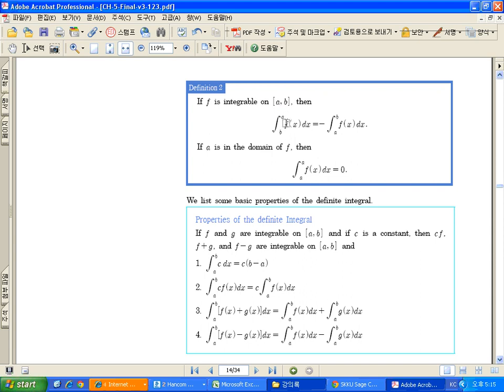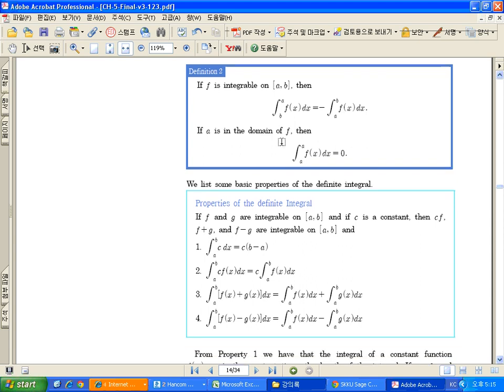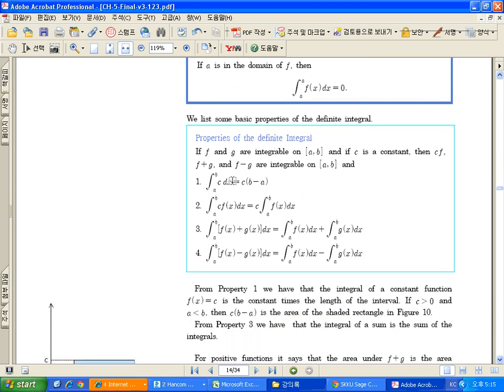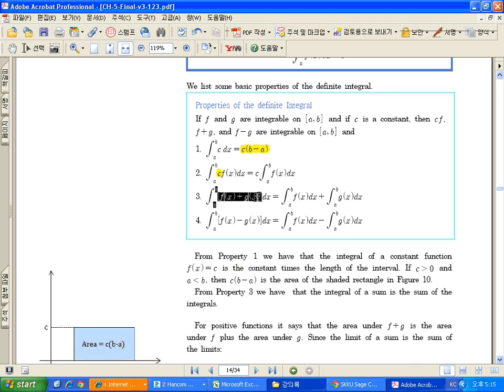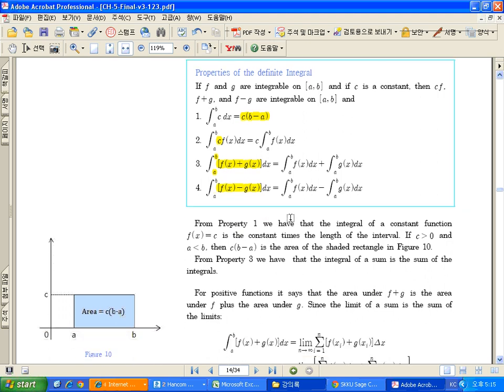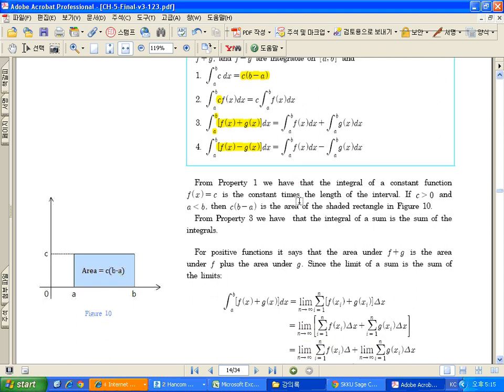The integral from b to a of f(x) dx is minus the integral from a to b of f(x) dx. If a is in the domain of f, then the integral from a to a of f(x) dx is already 0. For a constant c, it can be factored out, and the integral is linear on addition and subtraction.